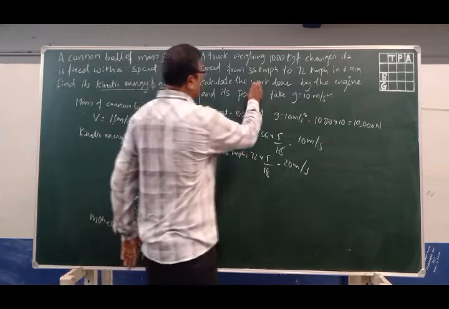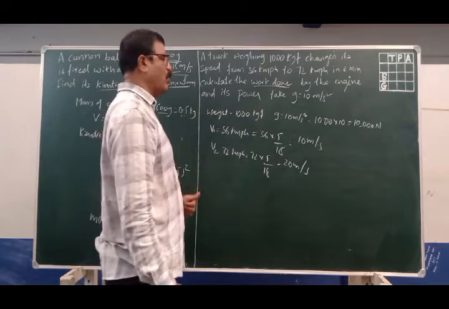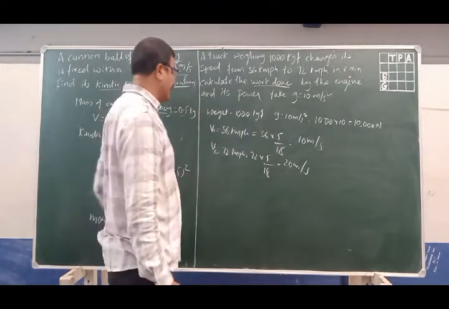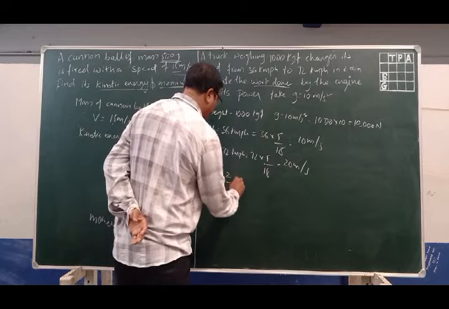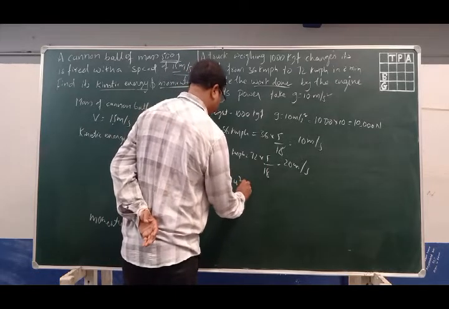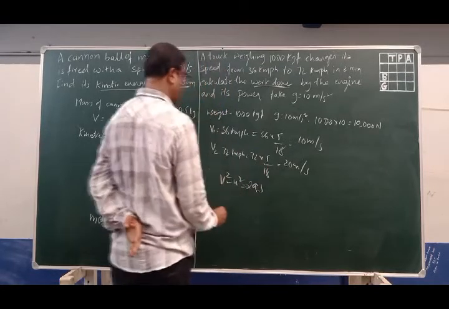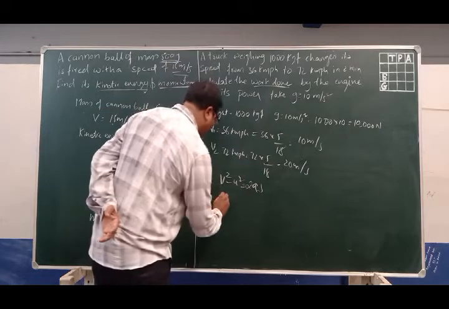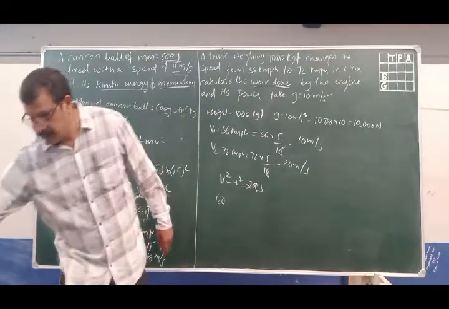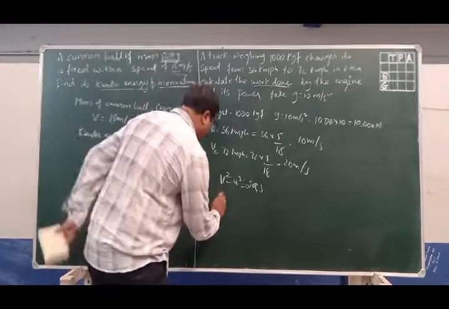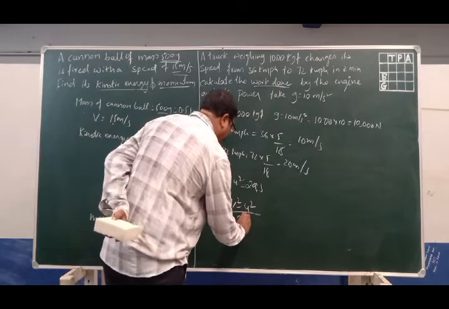Here he is asking us to calculate the work done. We already have the weight here, that is nothing but the force. So we need to calculate the distance here. To calculate the distance, let me use the formula v square minus u square is equal to 2as. We want s here, so I will take out the formula for s: s is equal to v square minus u square divided by 2a.